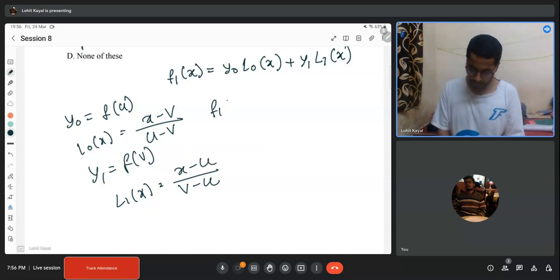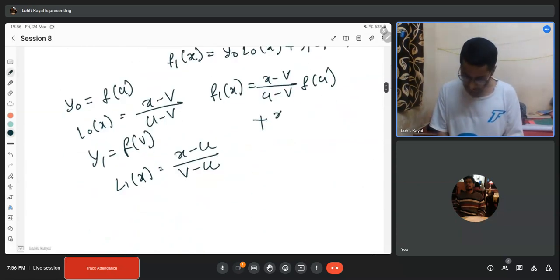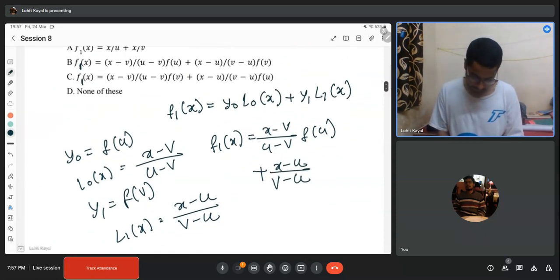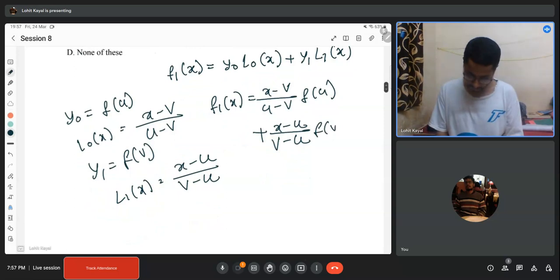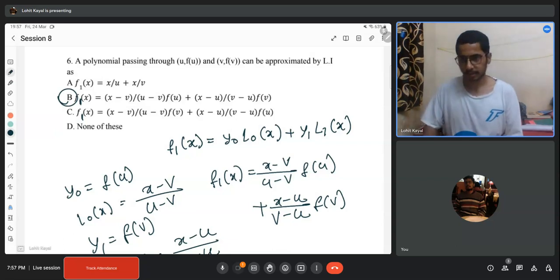So what will be your f1 of x? F1 of x will be, so what is y naught? So first let me write L naught of x, that is (x minus v) by (u minus v) times f of u, plus (x minus u) by (v minus u) multiplied by the value of y1, that is f of v. So this is (x minus v)/(u minus v) f(u) plus (x minus u)/(v minus u) f(v). So this option B is the correct answer.